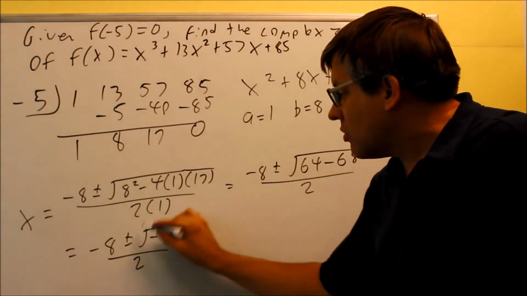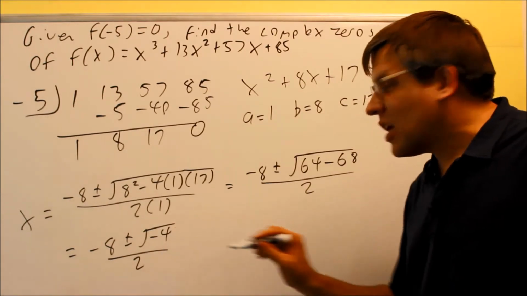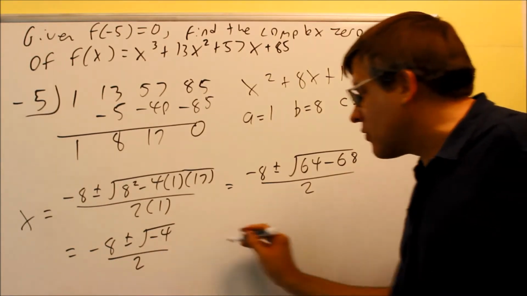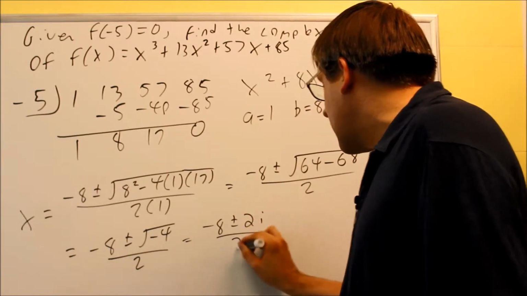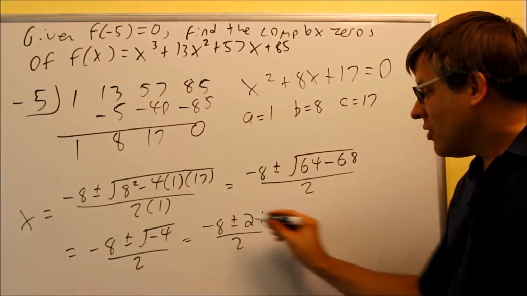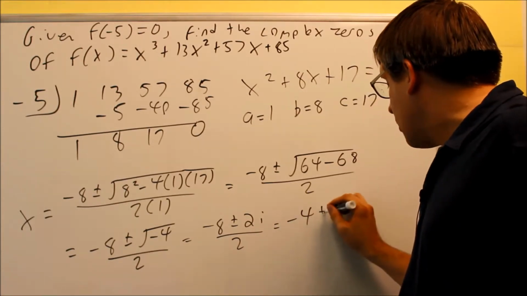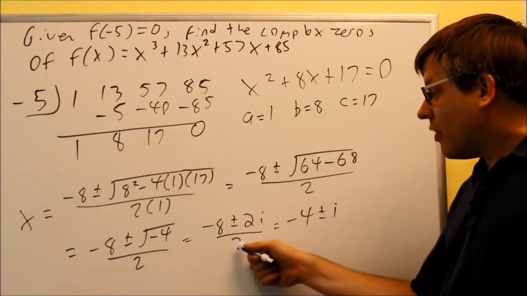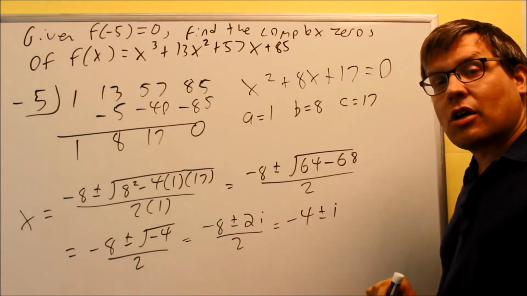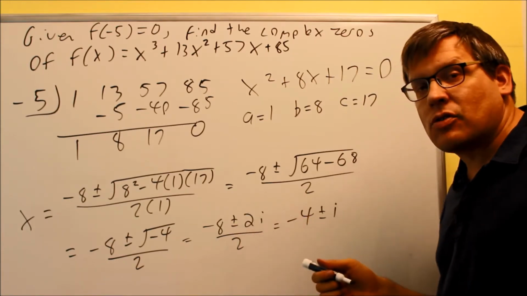I'm going to turn this into an i. The square root of 4 is going to be 2, and because I have a negative underneath there, that's where the i comes from. So I get negative 8 plus or minus 2i, and all that's going to be over 2. You divide everything on top by 2, so you get negative 4 plus or minus i. That would be as far as you can go. So again, I divide the first one by 2 and I divide the second one by 2. Make sure you divide both of them, because really what you're doing is splitting this up into two separate fractions.